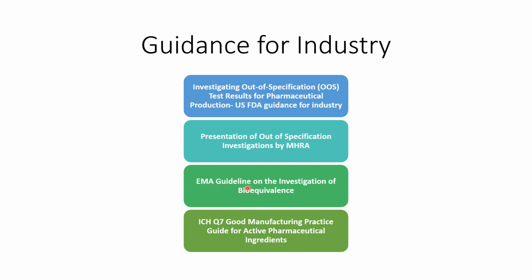Next is the EMA guideline on the investigation of bioequivalence. This guideline specifically talks about bioequivalence studies for the EMA regulation, right? Next is ICH Q7, that is Good Manufacturing Practice Guide for Active Pharmaceutical Ingredients. This guideline is not specifically focused on OOS results. Basically, it provides the principles and guidance for GMP practices for the API, right? Which include the quality control processes that may involve the handling of OOS results.